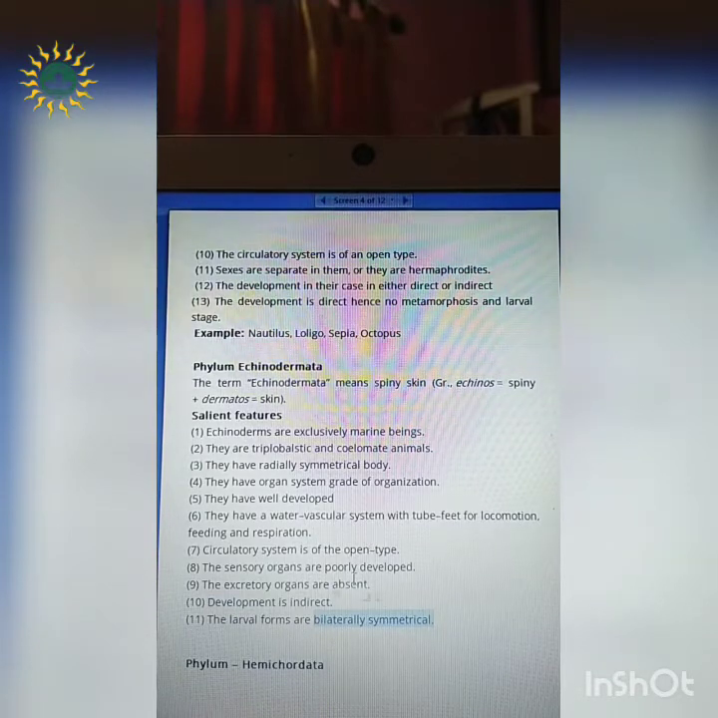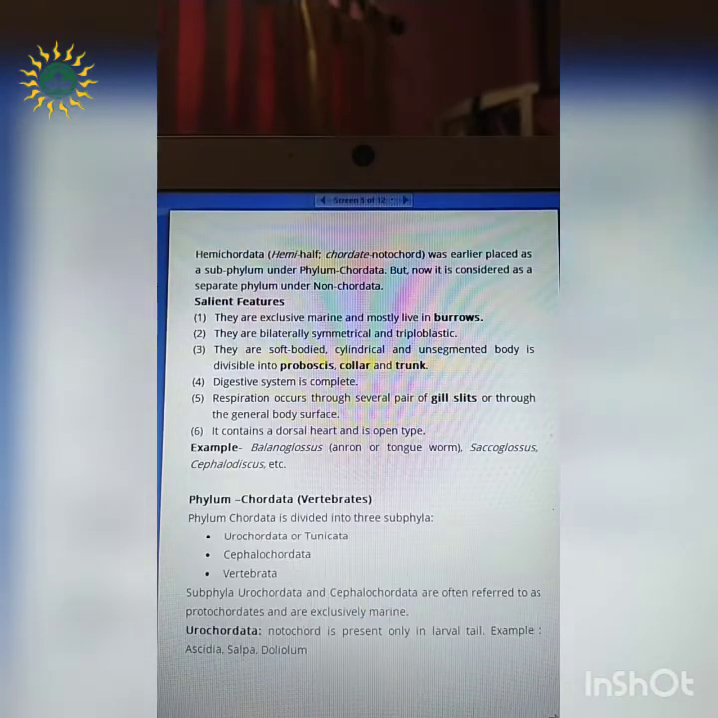In these organisms, the adults have a radially symmetrical body, and the larval forms have a bilaterally symmetrical body. So this is all about Echinodermata, for example, the starfish. Next, phylum Hemichordata.